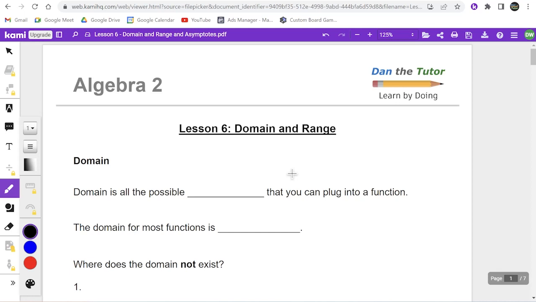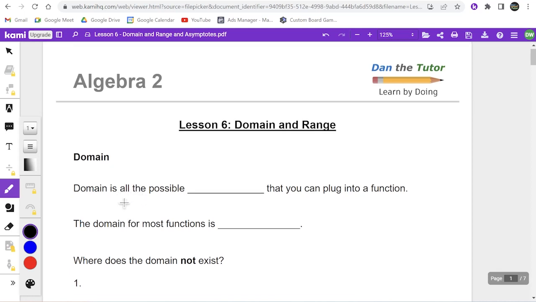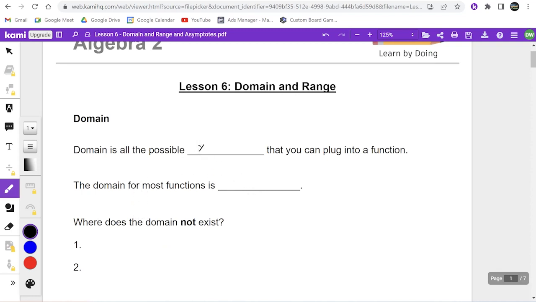But first, we have here domain. Domain is all the possible x values that you can plug into a function. The domain for most functions is all real numbers. And if you want to write that in interval notation, then you would say negative infinity to positive infinity.